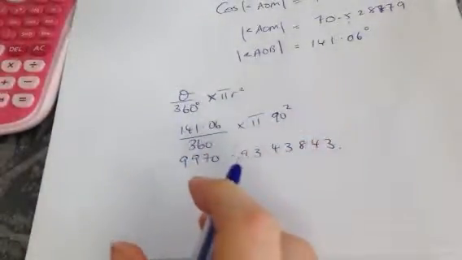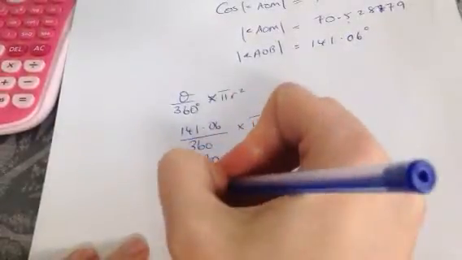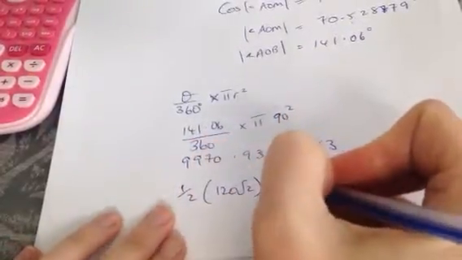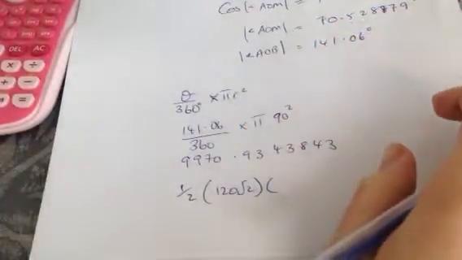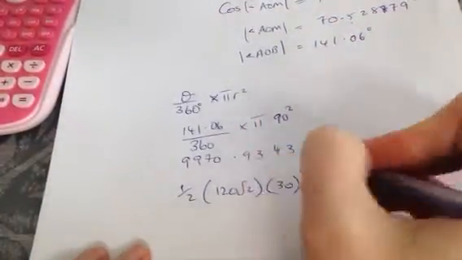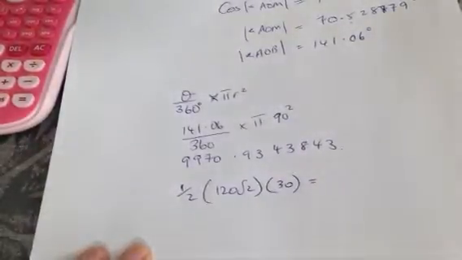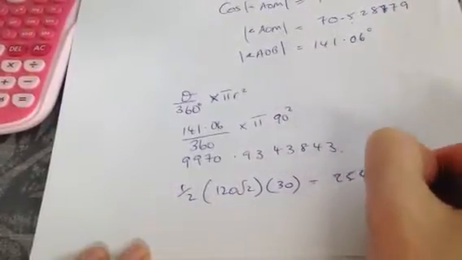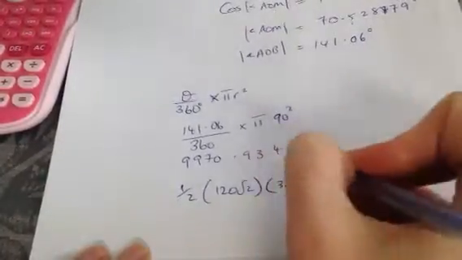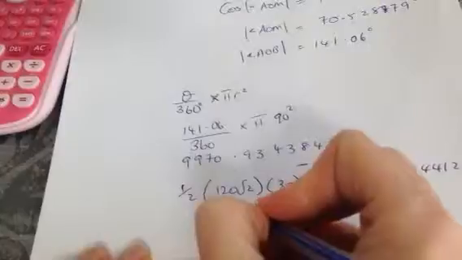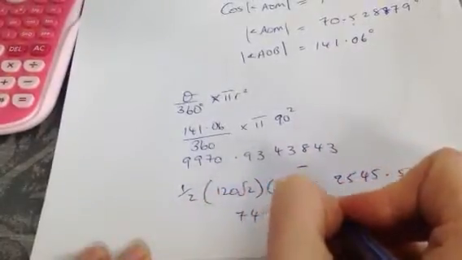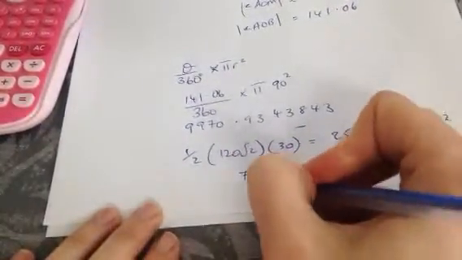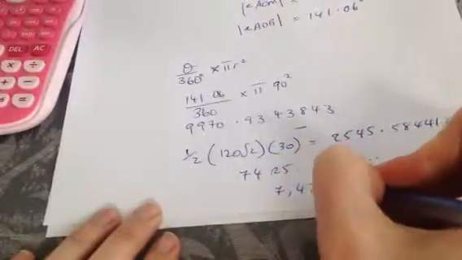So if we just go half the base, the base I just found out earlier on to be 120 times root 2, by the perpendicular height, which they told me was 30 earlier on in the question, and that gives me 2,545.584412, and I'm just going to subtract these two here. And when I subtract them, I end up with 7,425.359 and so on. But they actually told me to round off to the nearest centimetre squared. So that's just 7,425 centimetres squared.